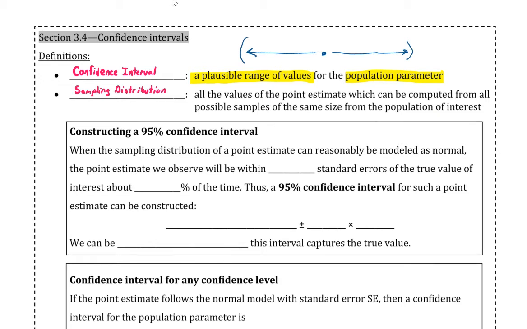And a sampling distribution, this will give all the values of your point estimate, which can be computed from all possible samples of the same size from the population of interest.